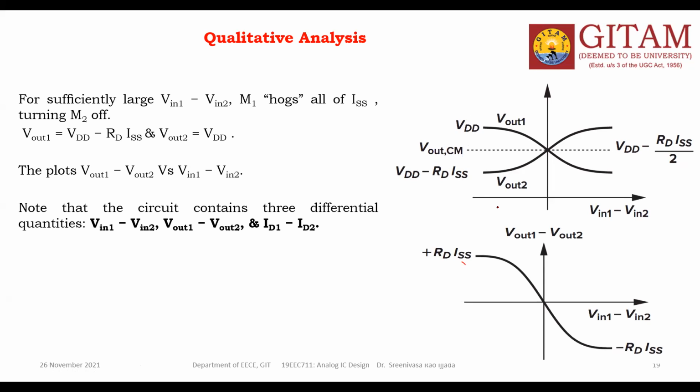That is this one. When it comes to here, what is this value? VDD minus RD into ISS. Then you will get minus RD into ISS. See how it is varying. The difference of the output voltage varies with respect to the difference in input voltage. If this effective value is negative, you will get the positive output. If this is positive, then you will get the negative output.